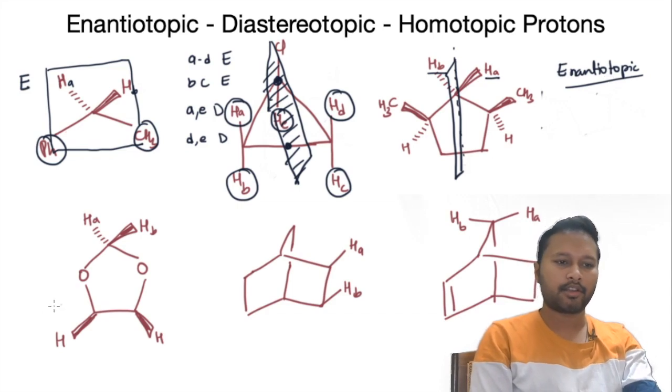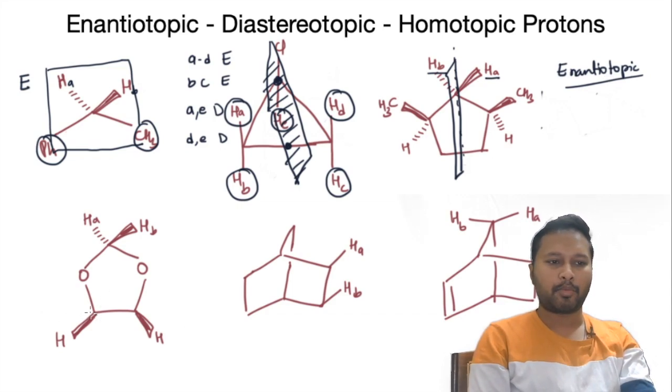So you just have to look at plane, axis and center. Center is not present anywhere in the examples, but you just have to look at that. Here, if you come to this particular case, again if you look at this, now you can have an axis of rotation.